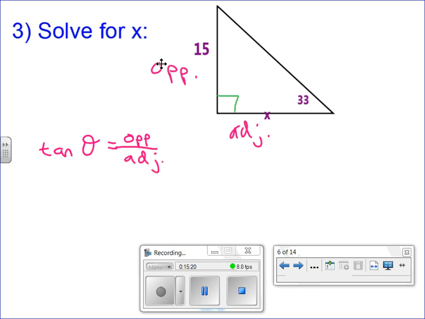I'll go ahead and put all my data in. The 33 is the angle measurement, so that's your theta. The opposite side's 15, and the adjacent side's x.